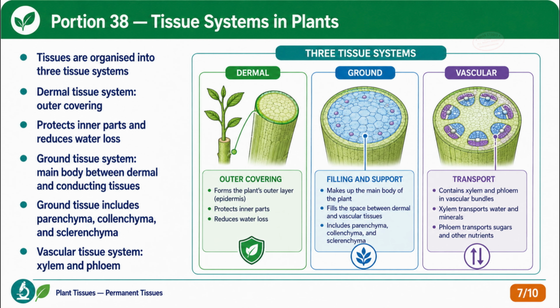2. Ground tissue system. Main body between dermal and conducting tissues. Includes parenchyma, collenchyma, sclerenchyma. 3. Vascular tissue system. Conducting tissues, xylem and phloem.